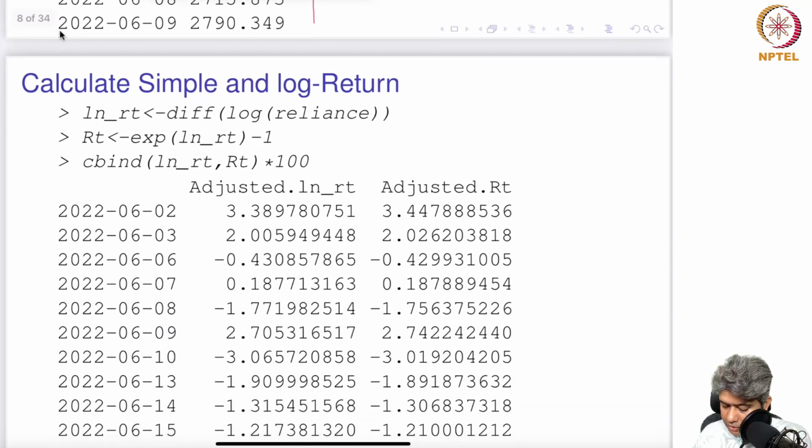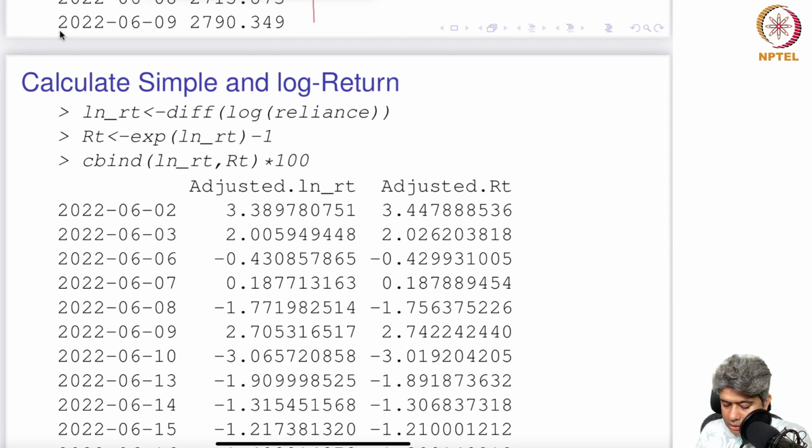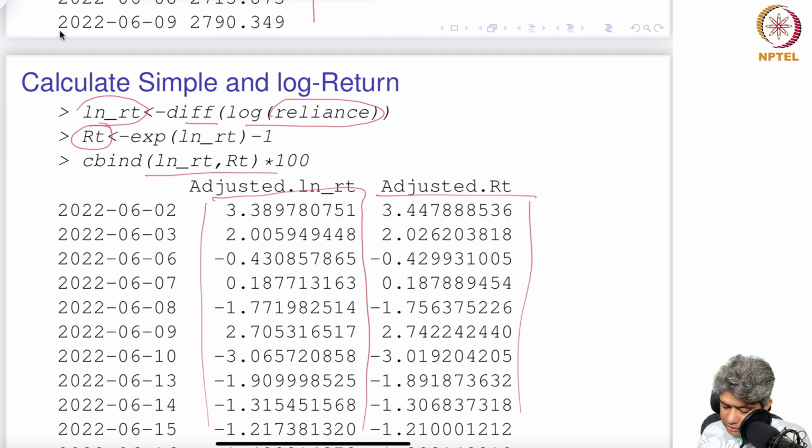Now what you can do is compute the log return. Just simply take the log of the Reliance prices, take the consecutive difference, and then compute the simple return, and then just cbind them. Then this column is essentially the log return and this column is essentially the simple return. And now if you check it out, these simple return and log return are almost the same.